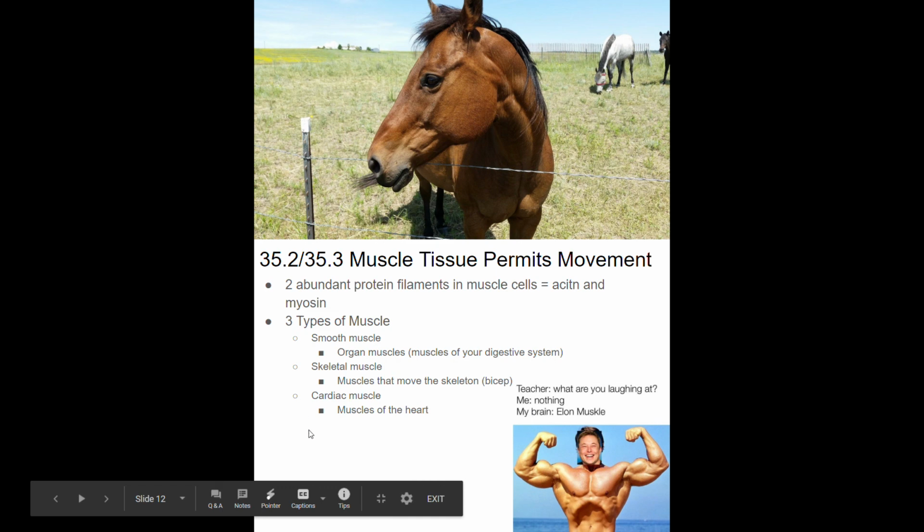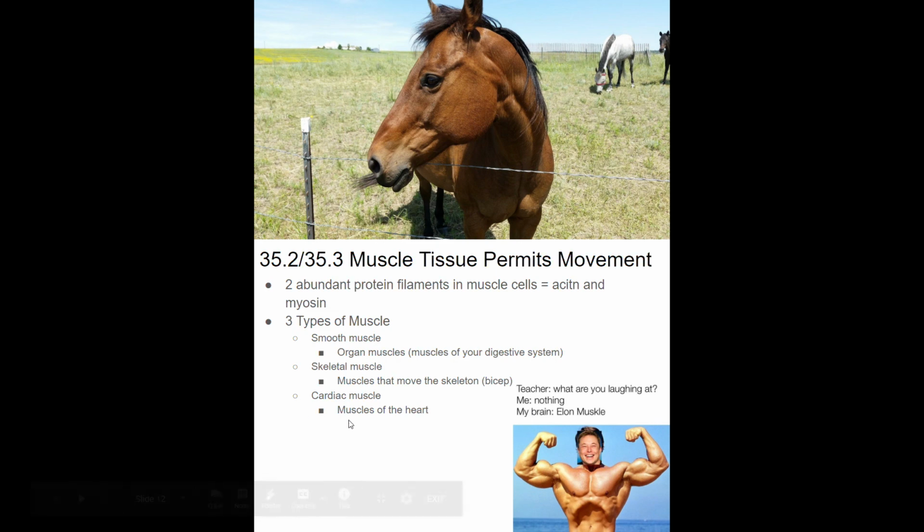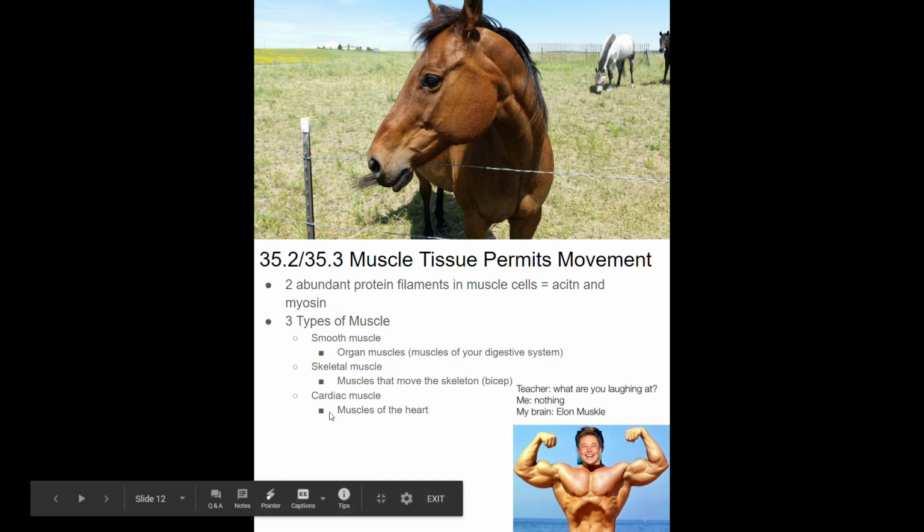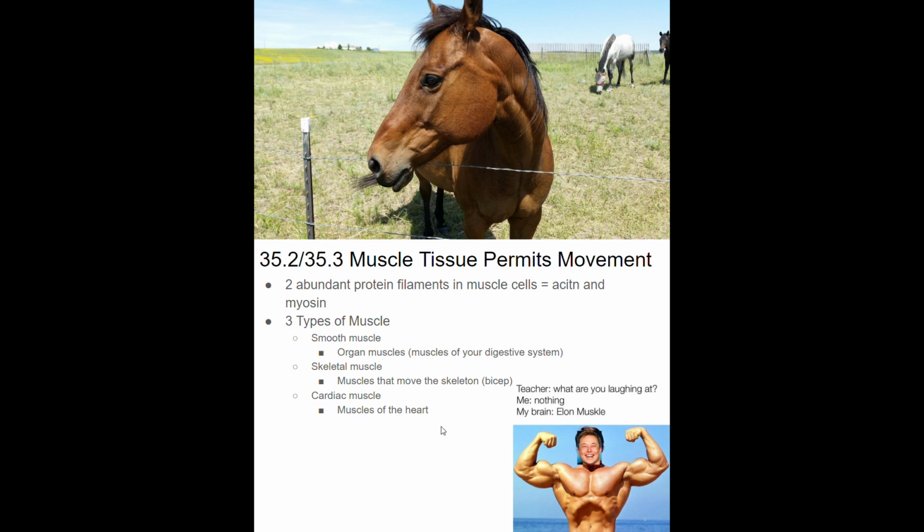Last but not least, well, last and definitely not least, one of the most important types of muscle is your cardiac muscle. These are the muscles of the heart, okay? These are the muscles that are continuously beating to keep your blood flowing, to keep you alive.